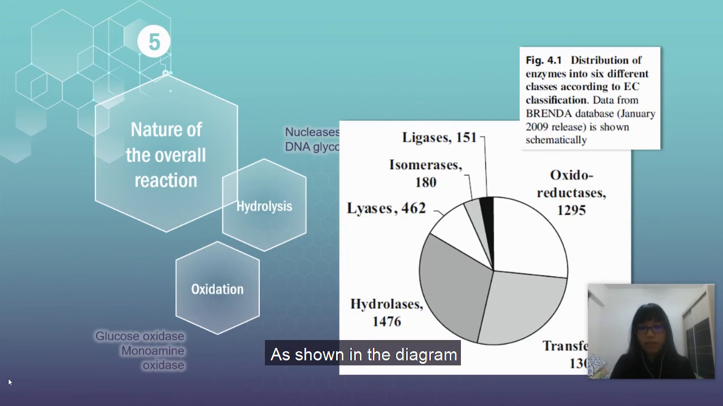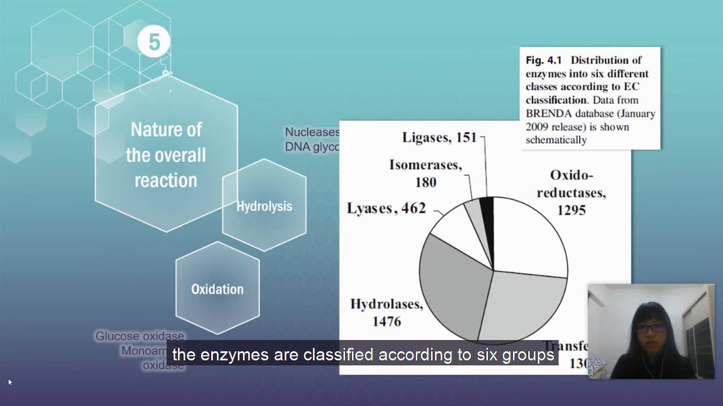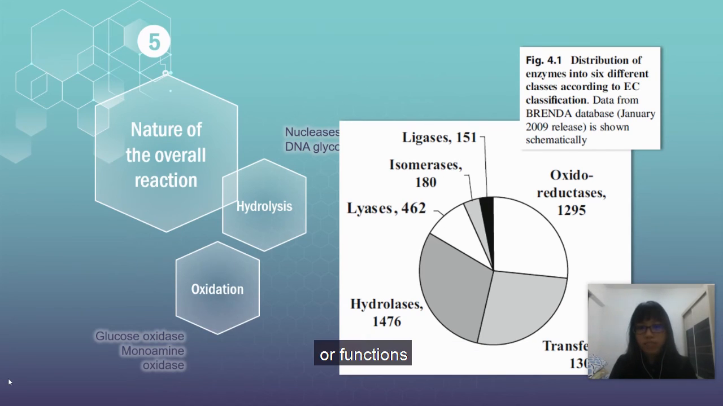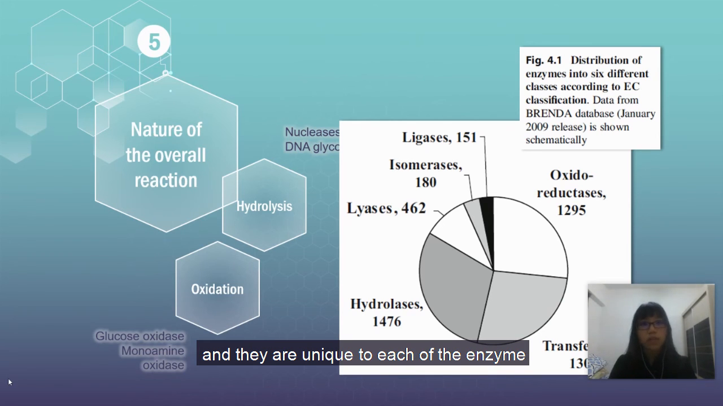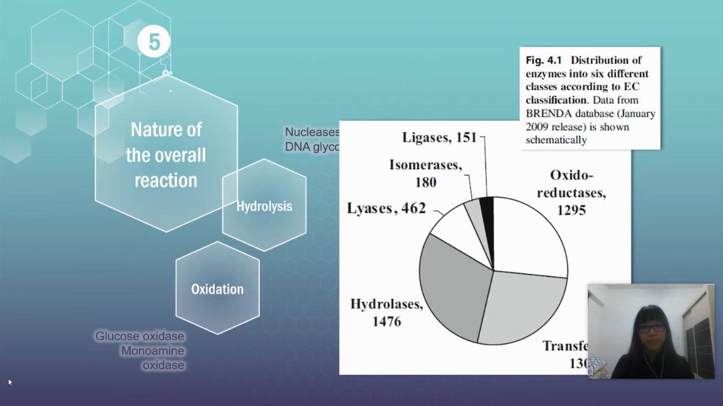As shown in the diagram, the enzymes are classified according to 6 groups of functions. The first one is hydrolases, transferases, oxidoreductases, ligases, isomerases, and lyases. Each enzyme has an EC number that consists of 4 numbers, and they are unique to each of the enzyme.